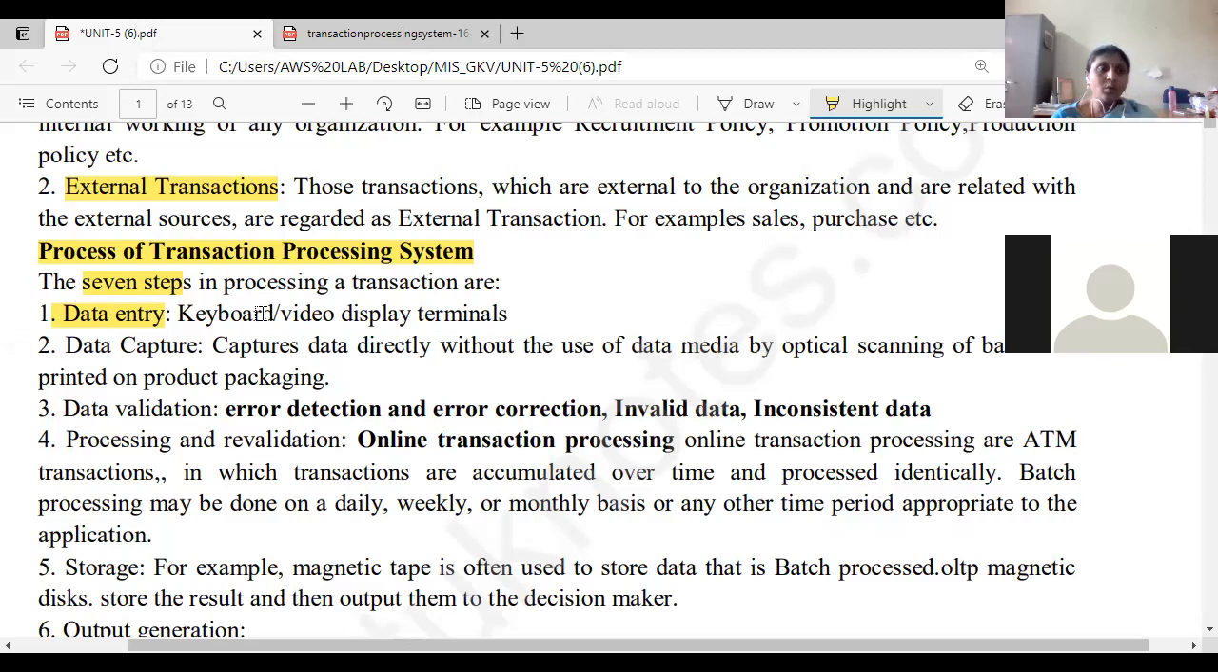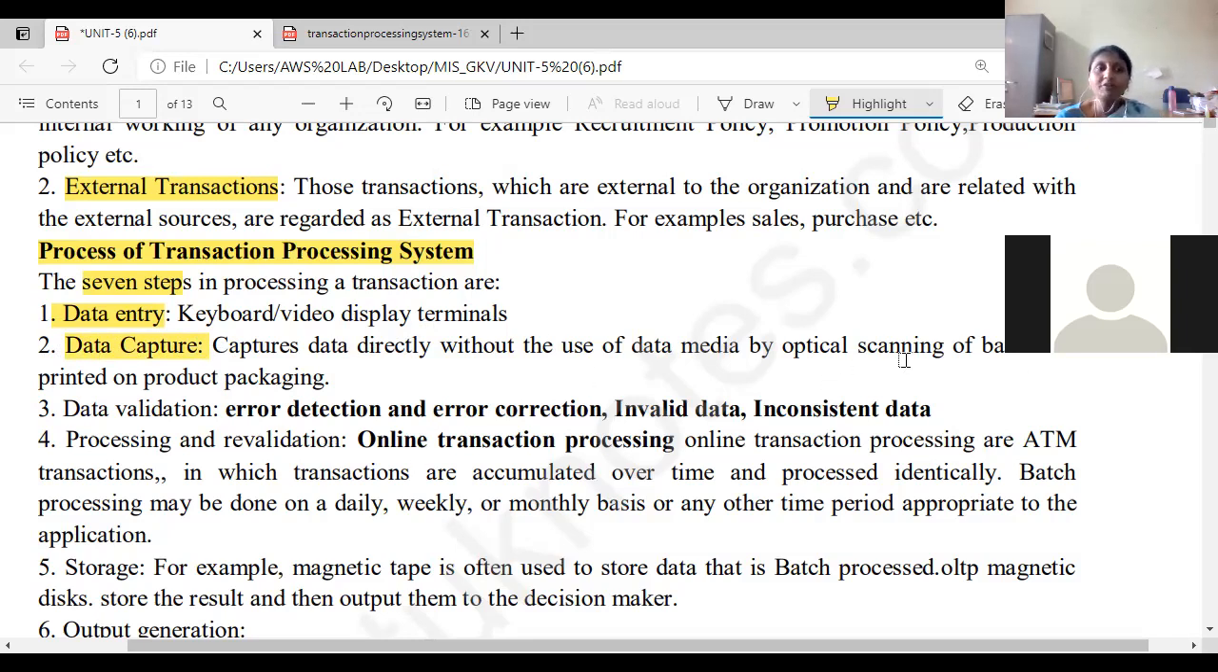Here it requires some data entry. Whenever we want to perform transaction processing, it is done on some data. How is the data entry done? By using input devices like the keyboard, and we also use video display terminals for seeing the output. Next is data capture. How are you going to capture the data? Suppose in retail stores or supermarkets when you purchase things, after purchasing you go for billing. Whatever product you have purchased, they scan the barcode of that particular product.